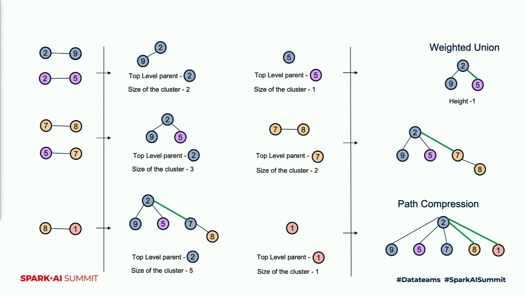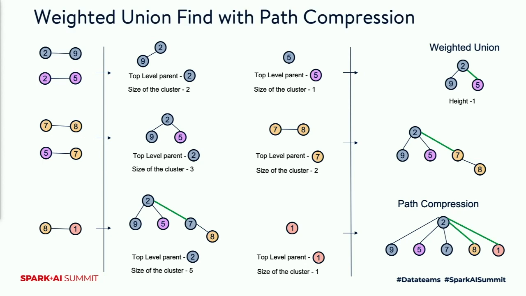So weighted union along with path compression helps us to create connected components in a very efficient way out of linkages that are coming either in the streaming fashion or in the batch context.